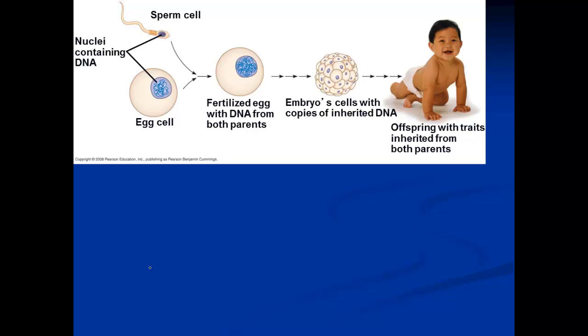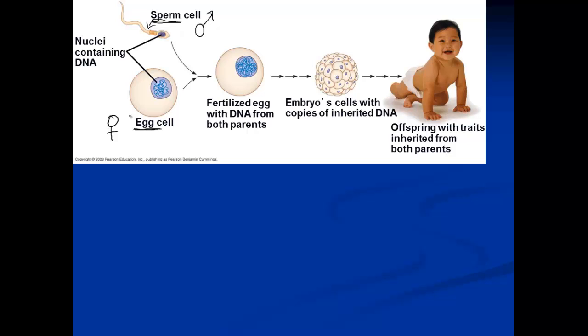So as we look at this illustration, we're starting by looking at two types of cells. At the top, we have a sperm cell illustrated. Sperm cells are produced by males of our species. And then down below, we have an egg cell produced by females. And these are specialized cells made in the gonads.